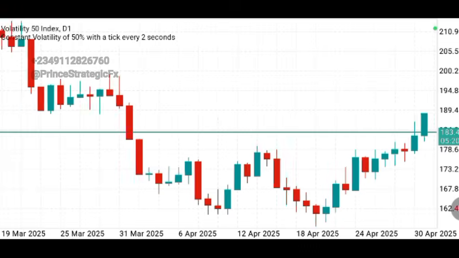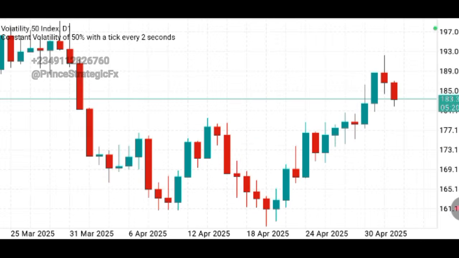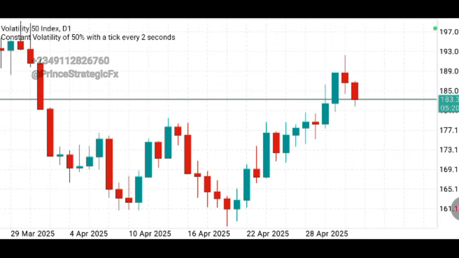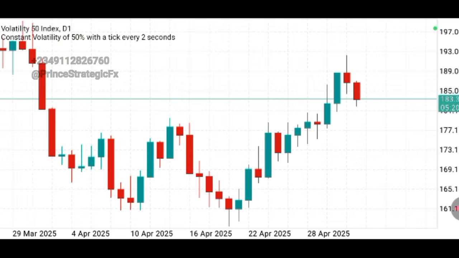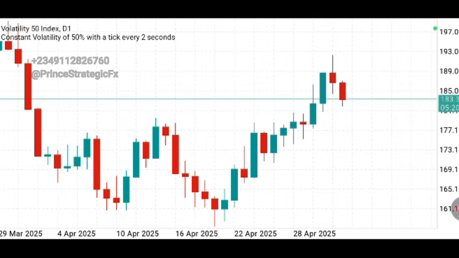So now let's get started. First thing you are going to see is my full screen with my mobile phone on landscape mode, on the Volatility 50 index. What you're seeing is the Volatility 50 index on the daily time frame. So just pay close attention.